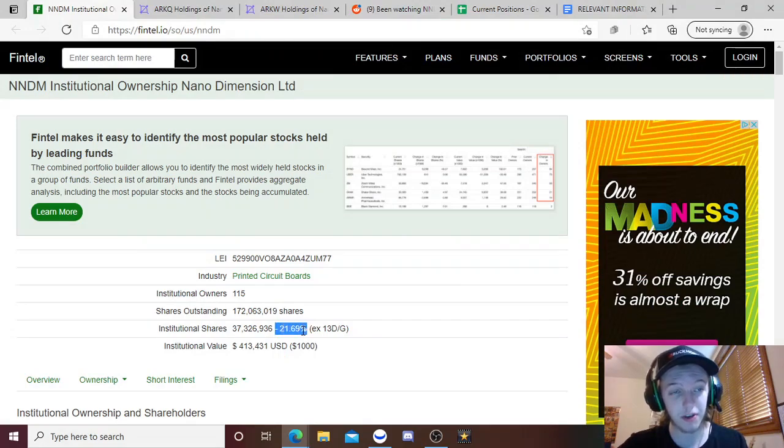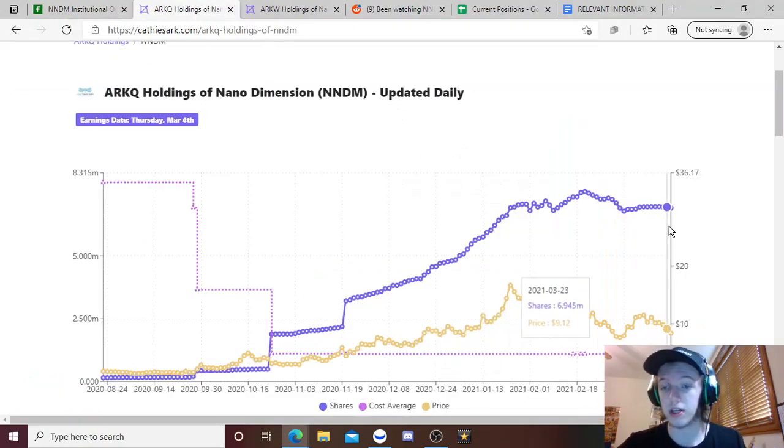Institutional ownership, 21%. This is what everyone wants to see. The ARK ownership, they have been steadily holding strong. This is actually very bullish and more bullish than you think, because when big institutions, I assume ARK uses a little bit of margin. I don't know for sure. Someone comment if you know for sure if Cathie Wood and ARK, if they do use margin. I believe they do, because most institutions do.